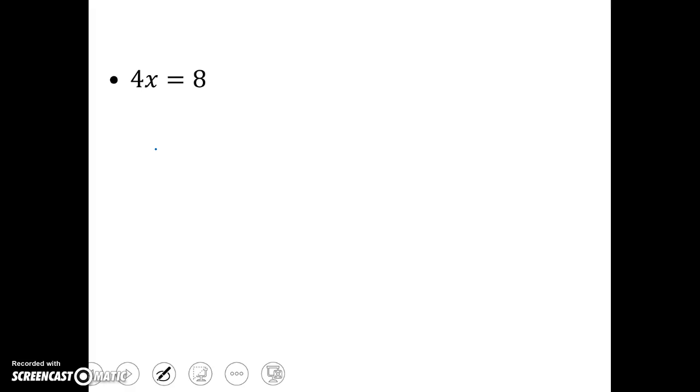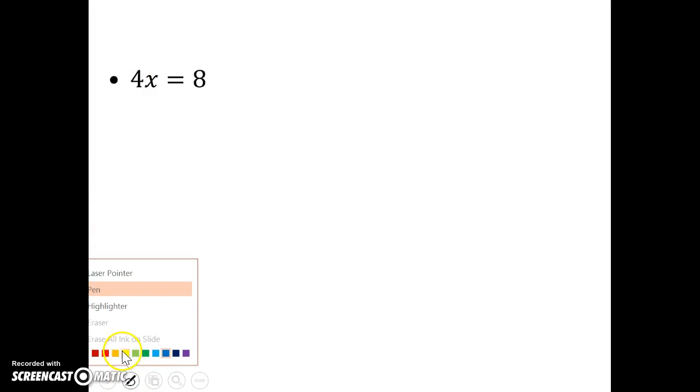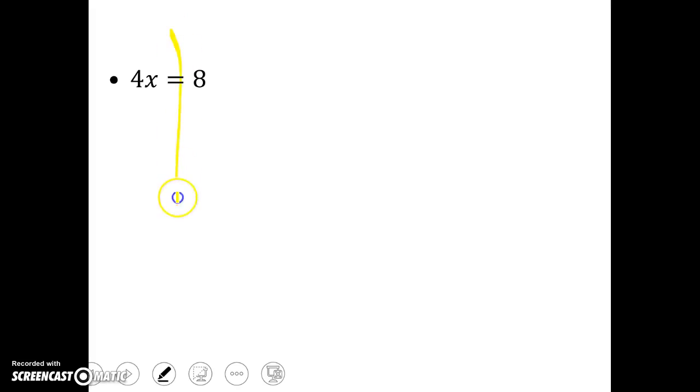Okay. Here's another equation. 4x equals 8. That truly means 4 times x equals 8. What times x equals 8? Well, we already know that in our head, but we have to actually show it on paper. Okay, so we still go ahead and we separate it down the middle. So we have on our left side 4 times x. On our right side we have 8.